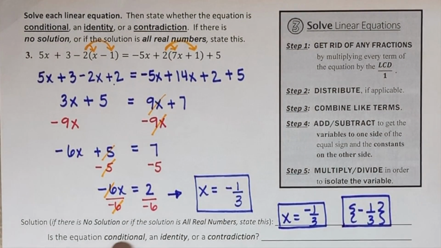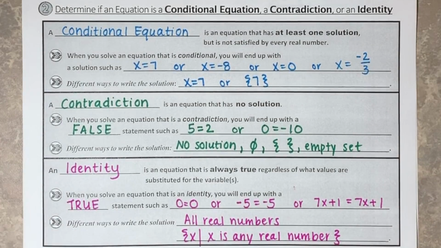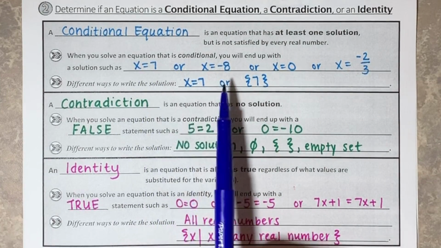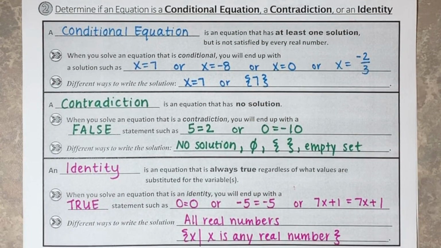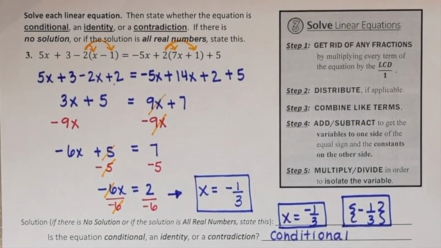Now, is this equation a conditional equation, an identity, or a contradiction? Let's look back at our notes. We said that if you get a normal answer, x is equal to some number, like 7 or -8 or 0 or -2/3, we call that a conditional equation. So we got an answer, x is equal to some number. So this is a conditional equation.